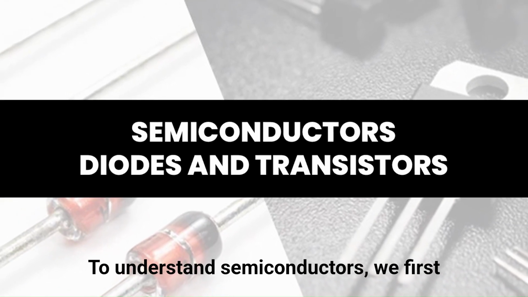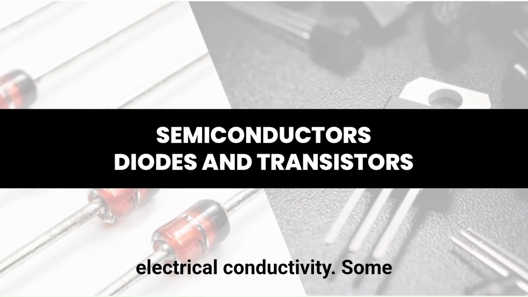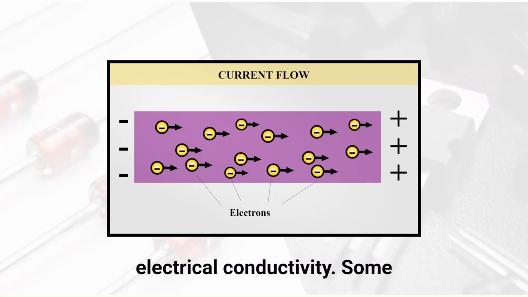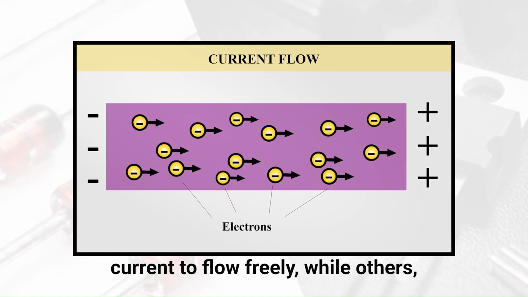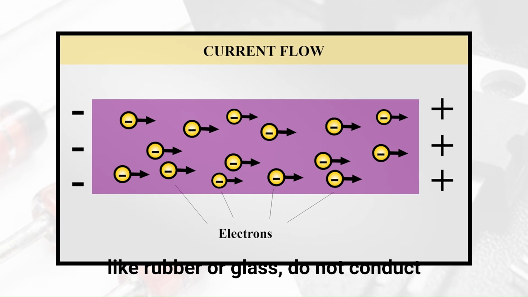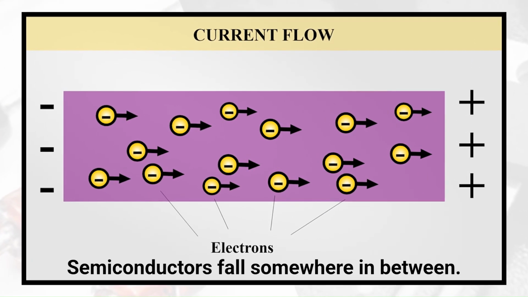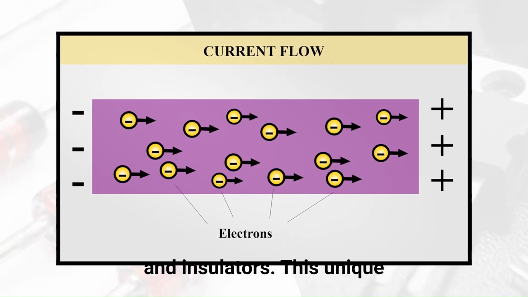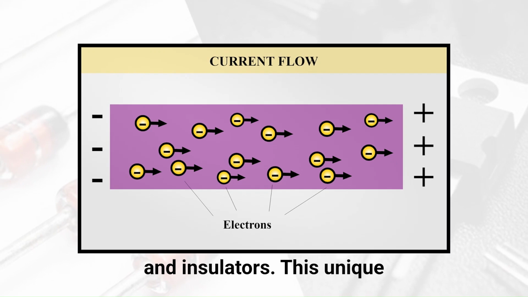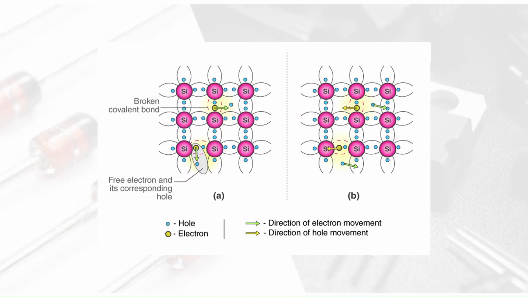To understand semiconductors, we first need to look at materials based on their electrical conductivity. Some materials, like metals, allow electric current to flow freely, while others, like rubber or glass, do not conduct electricity at all. Semiconductors fall somewhere in between. They have properties of both conductors and insulators. This unique behavior makes them invaluable in the field of electronics.